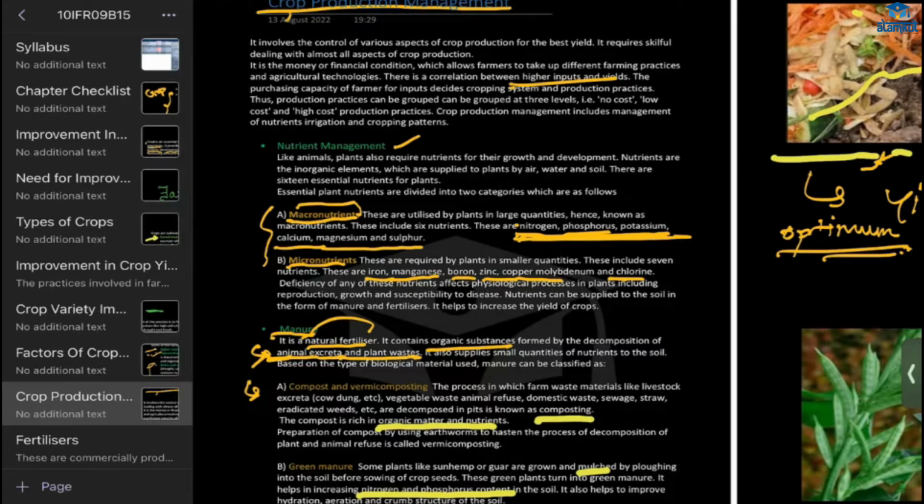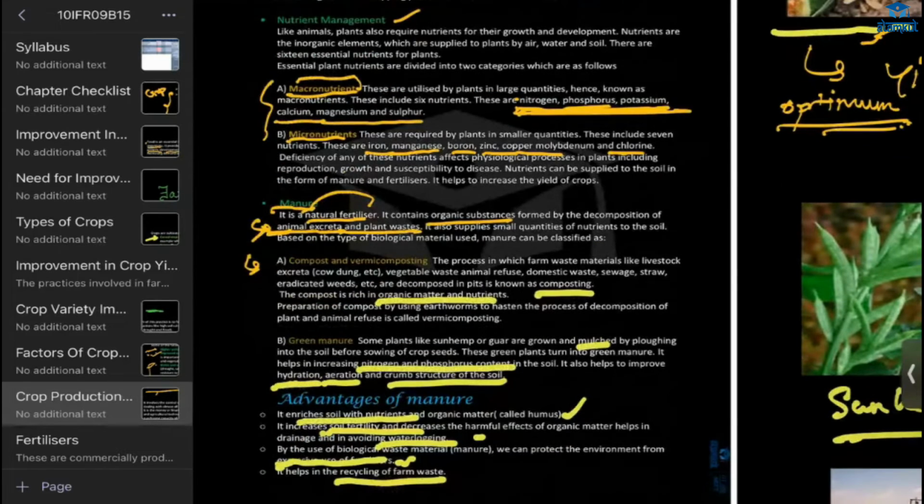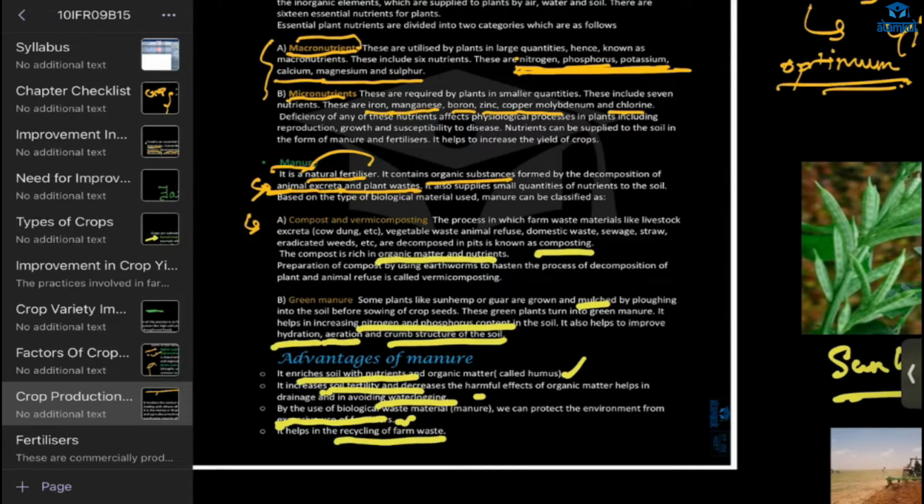Okay. Then we have manure. What is manure? It's a natural fertilizer, right? From where is it obtained? It's obtained from organic matter, like cow dung and all. Animal excreta, right? Then plants. Okay. Next, there are two methods, compost and vermicomposting.